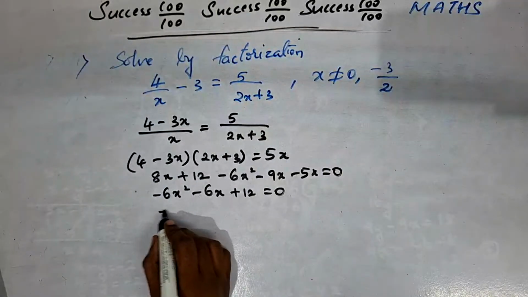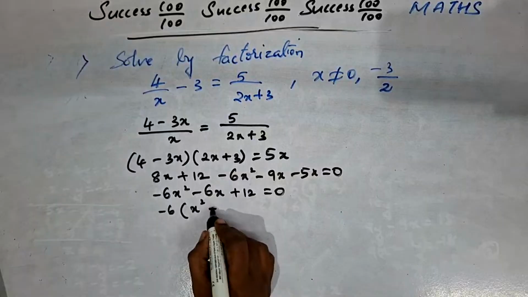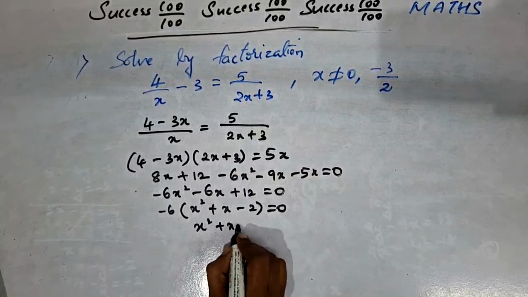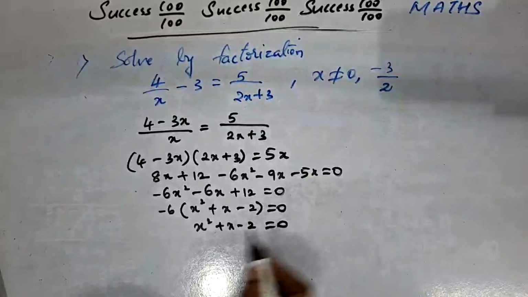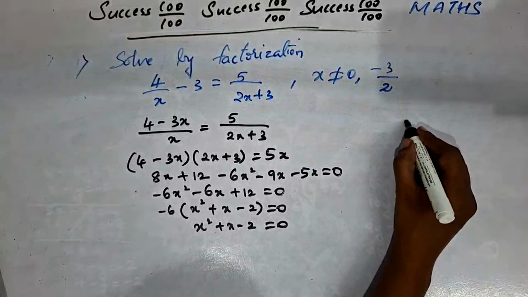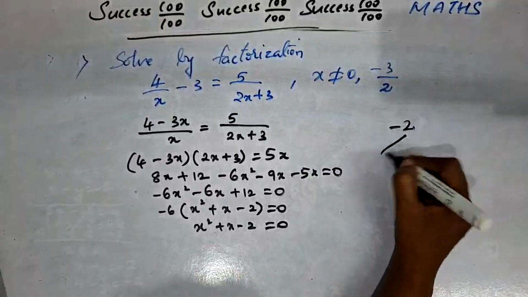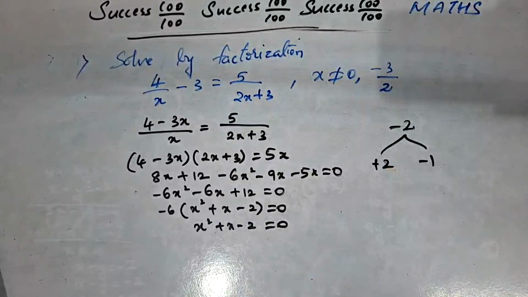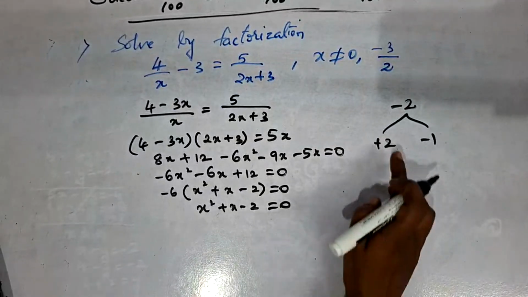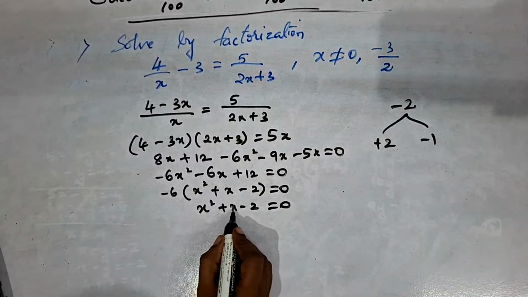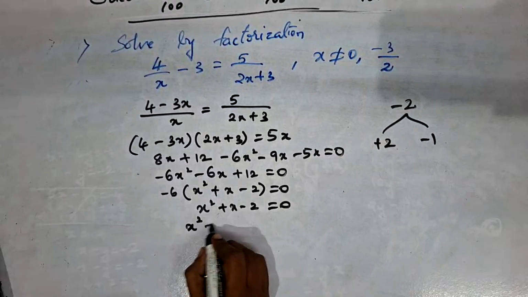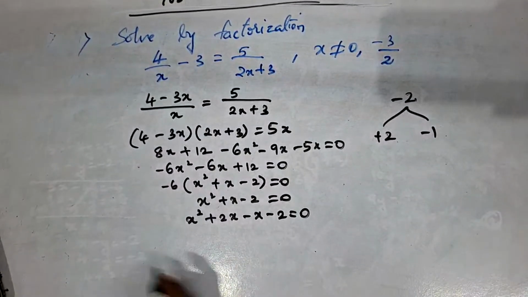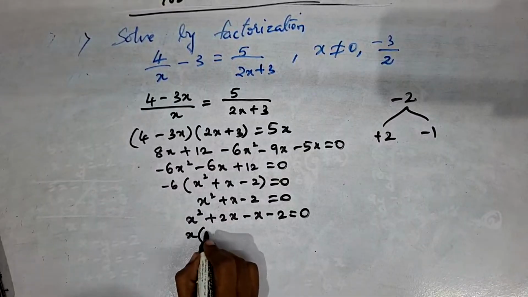I can take minus 6 as common. So x square plus x minus 2 equal to 0. Therefore, x square plus x minus 2 equal to 0. So multiply the coefficient of x square, that is 1, and the constant, that is minus 2. The factors will be plus 2 and minus 1. On adding these two, I'll get 1. So this is your middle term splitting. x square plus 2x minus x minus 2 equal to 0. From these two terms, I can take x as common.